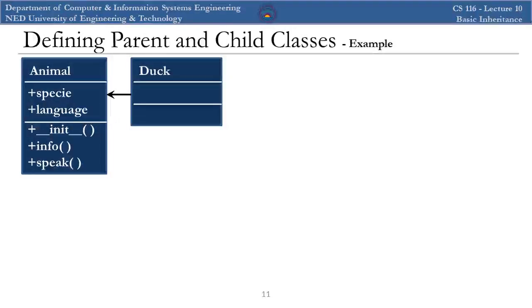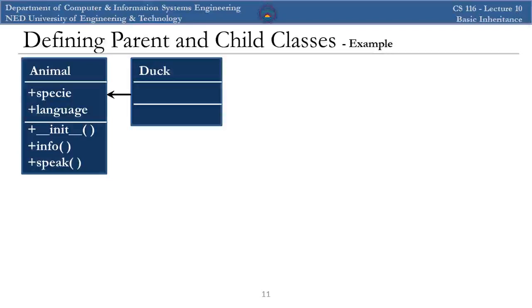This class diagram summarizes our small hierarchy. The base class is called animal, and this animal class has two public attributes, species and language, and three public methods, init, info, and speak. We are not going into the detail of making these attributes private, but you know how to do that. So if you want, you can do that by yourself. Right now, for simplicity, I'm keeping everything public.